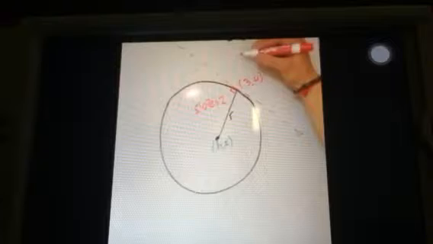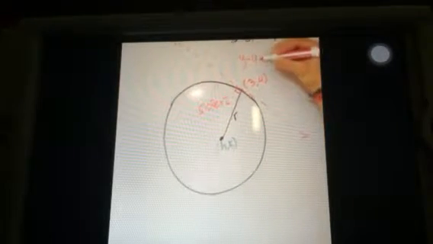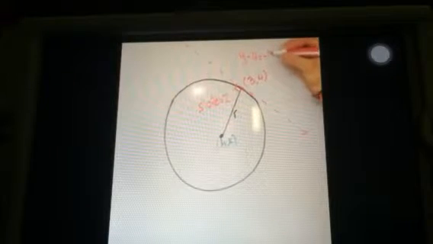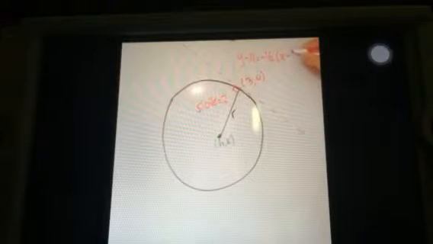The equation of a line tangent to a circle at a given point is y minus the y value equals the negative reciprocal of the slope of the radius to the point, times x minus the x value of the point.